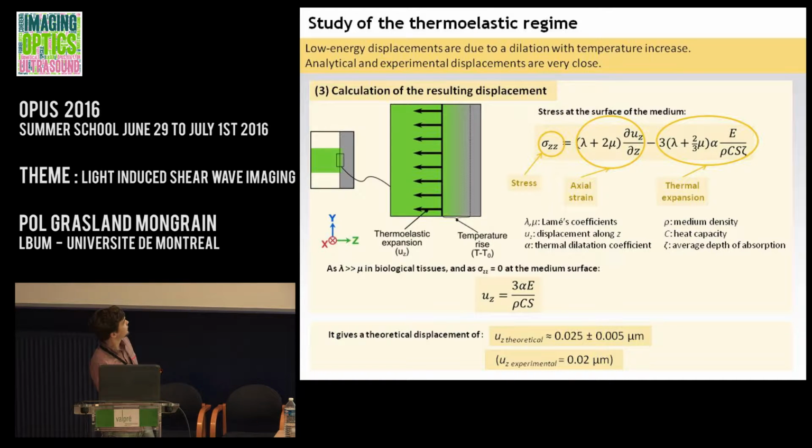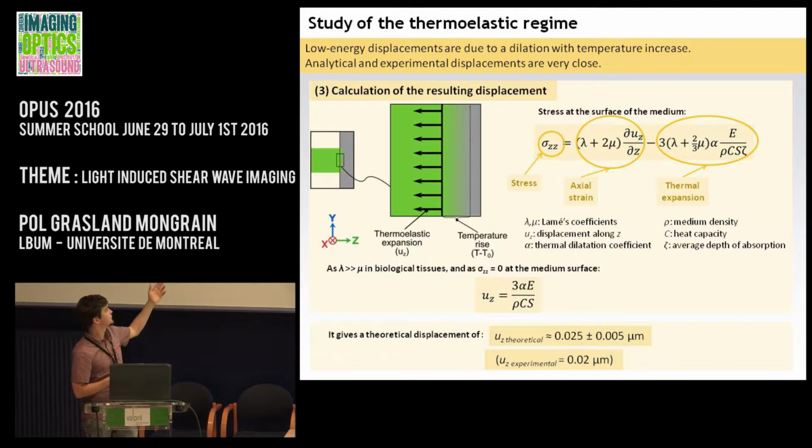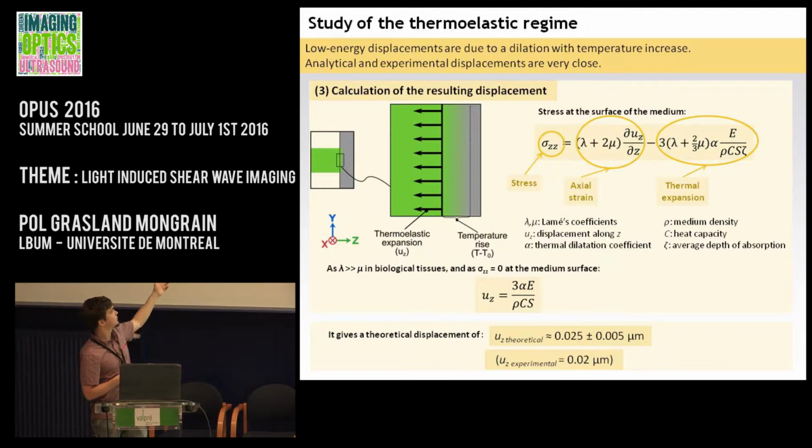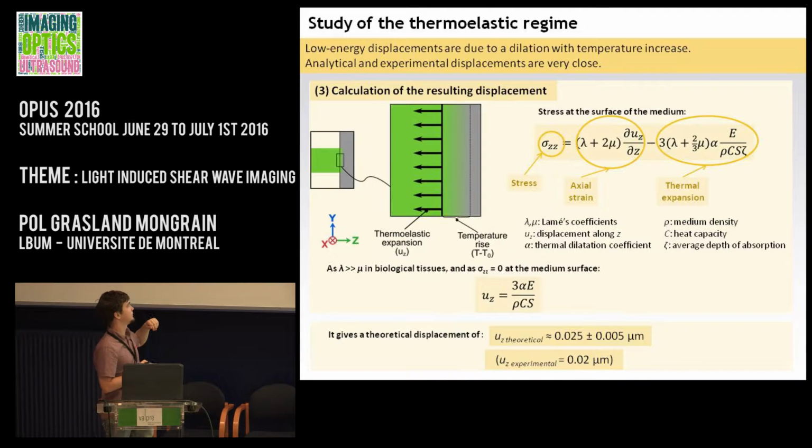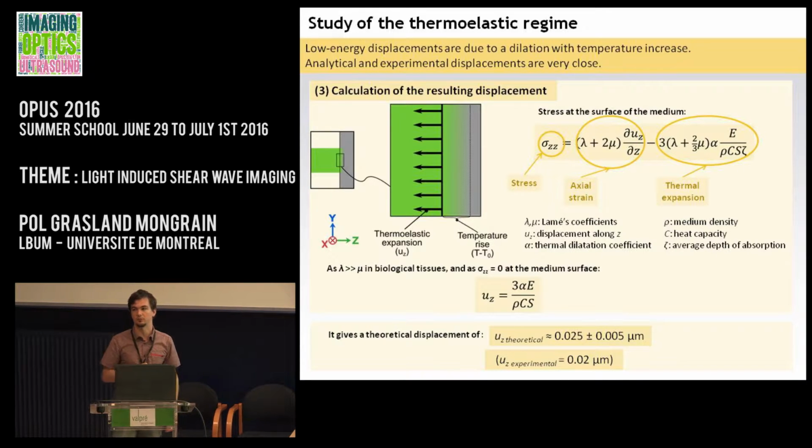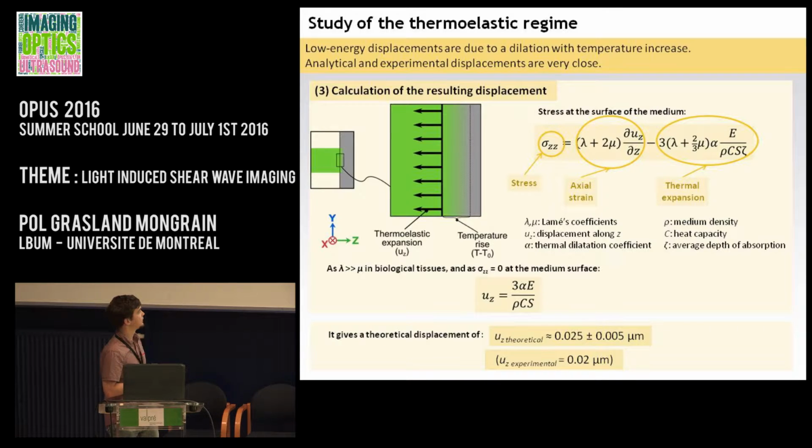If we calculate the stress at the surface of the medium, the stress is the sum of the axial strain and a coefficient which is due to the thermal expansion. If we make a small assumption that the first Lamé coefficient is higher than the second Lamé coefficient in biological tissue, and if we see that the stress is equal to 0 at the medium surface, we can have a simple formula to calculate the displacement inside the medium.